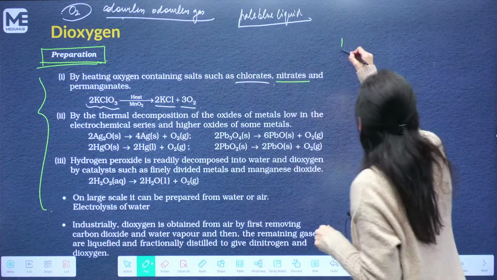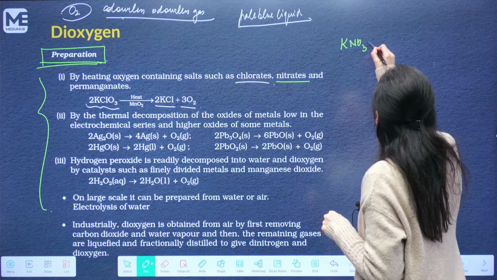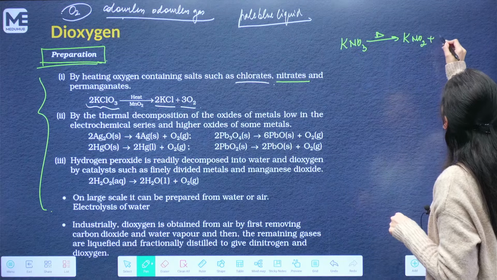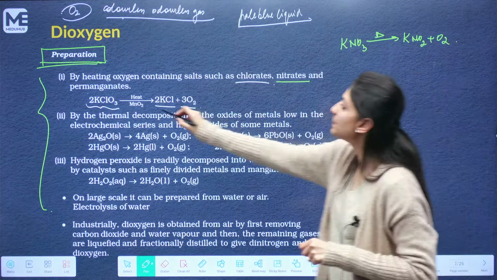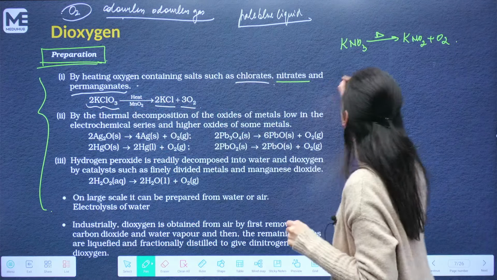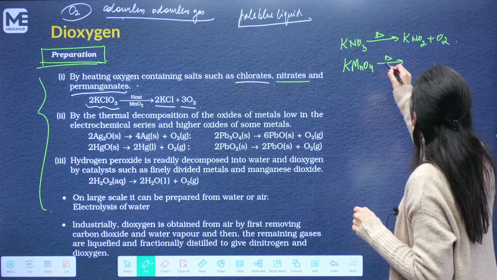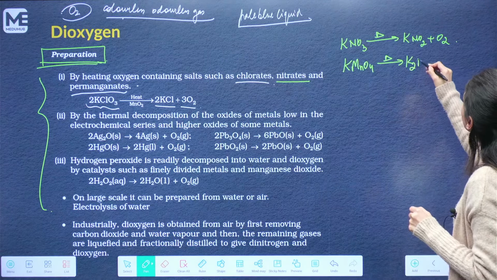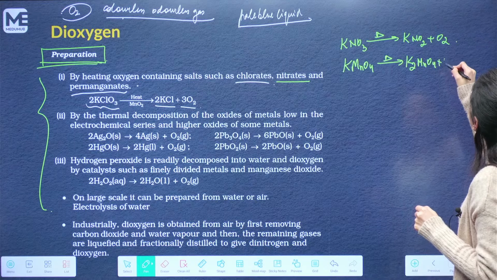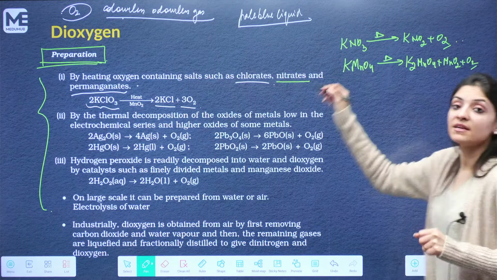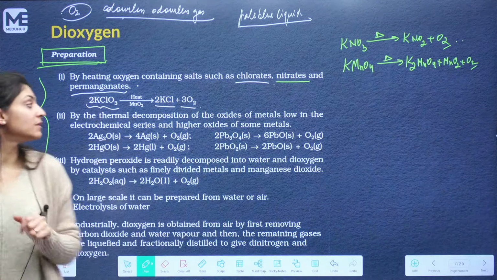Nitrates, so if we have KNO3 on heating, it would give KNO2 and oxygen. And permanganates, KMnO4 on heating gives K2MnO4 plus MnO2 plus O2. So these are the methods of preparation in the lab.